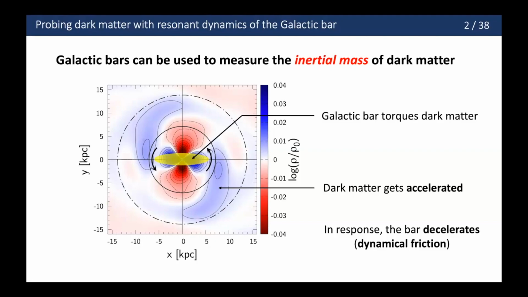Now, obviously, we cannot measure the acceleration of dark matter, but from the conservation of energy and momentum, if dark matter is accelerating, if it's gaining angular momentum, then the bar must be decelerating, it must be spinning down. And this spin down of the bar is something that we could in principle infer, and I will explain later how we can actually do this.